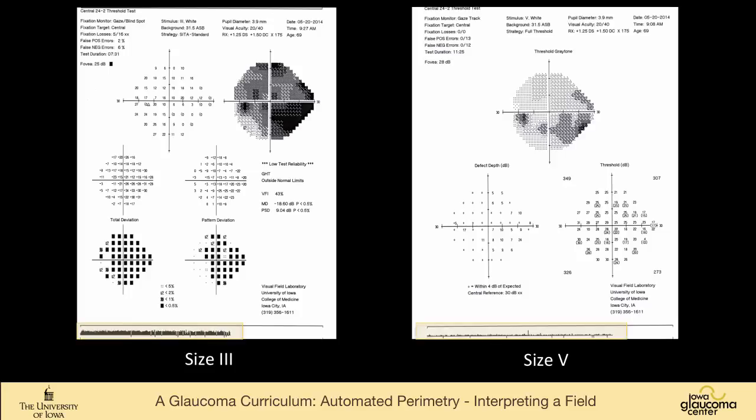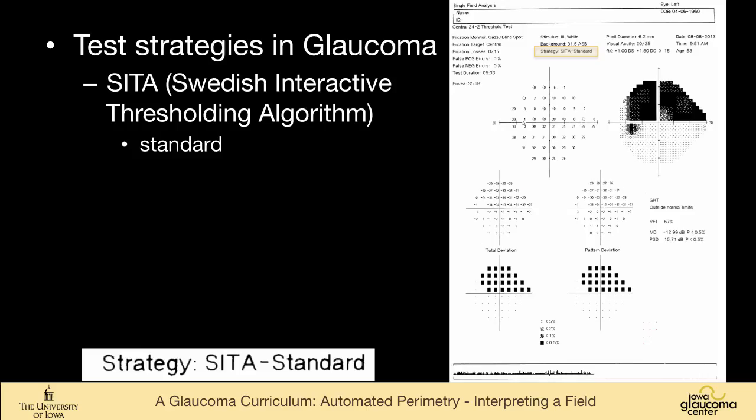The other thing you'll notice here is this patient has a lot less variability with the size 5. And some patients seem to perform better with size 5 than they do with size 3. We also notice that the test is much longer because there's not a SITA strategy. It's 11 and a half minutes as opposed to 7.5 minutes.